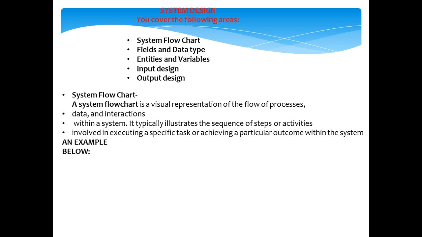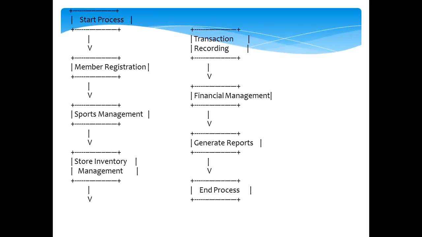So, system flowchart. A system flowchart is a visual representation of the flow of processes, data, and interaction within a system. It typically illustrates the sequence of steps or activities involved in executing a specific task or achieving a particular outcome within the system. Here is an example of a system flowchart.